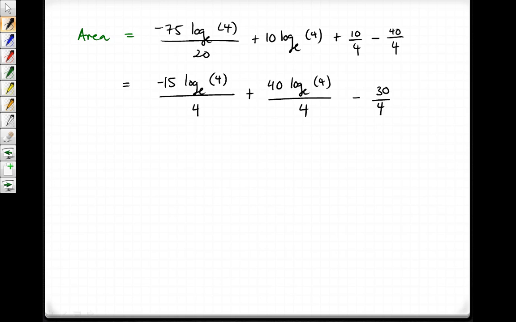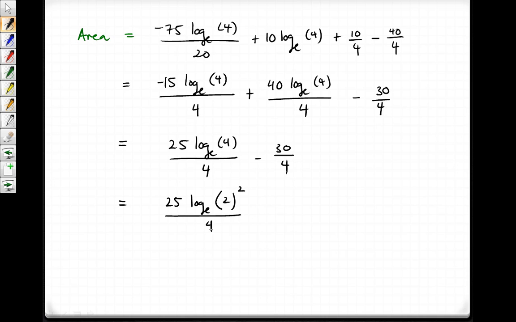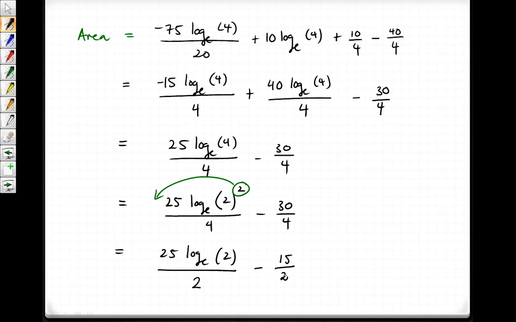And now clean up a little bit further, and we get that this is 25 log e of 4 on 4 minus 30 on 4. And if you're really pedantic, you could turn it into 25 log e of 2 squared on 4 minus 30 on 4. And if we bring the 2 out, our final answer could be 25 log e of 2 on 2 minus, clean this up, to be 15 on 2.